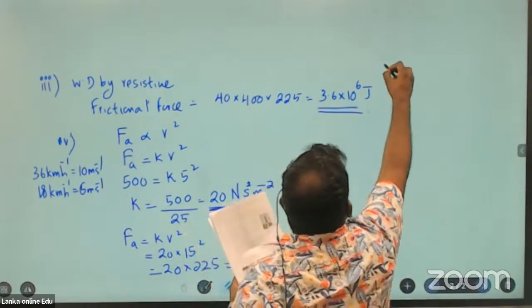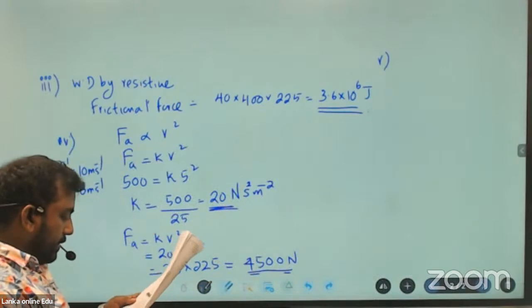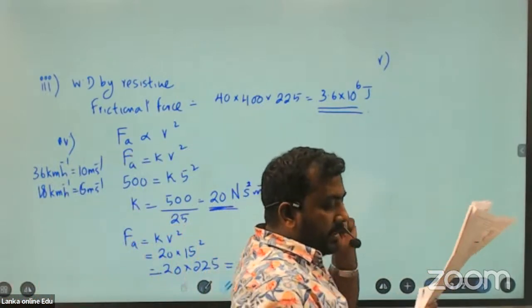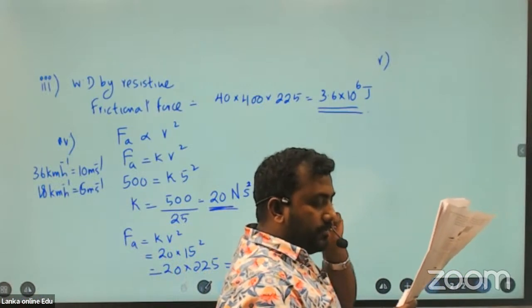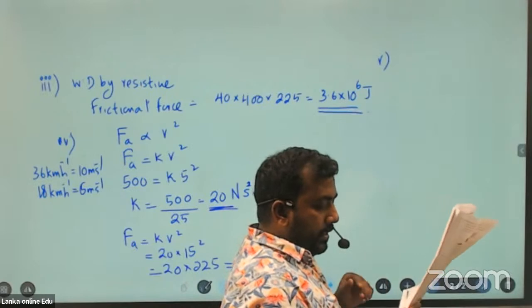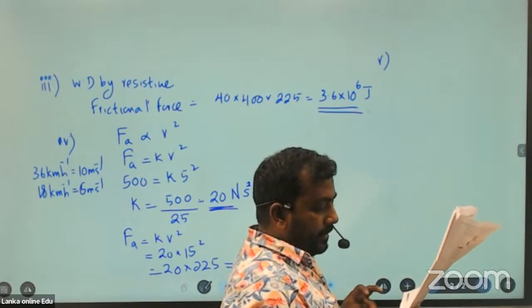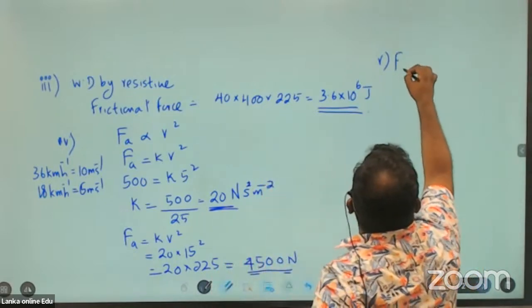Part 5: Consider that the average air resistive force acting on the train during the first 5 minutes is 20% of the value at that of 54 km per hour. So, average air resistive force.